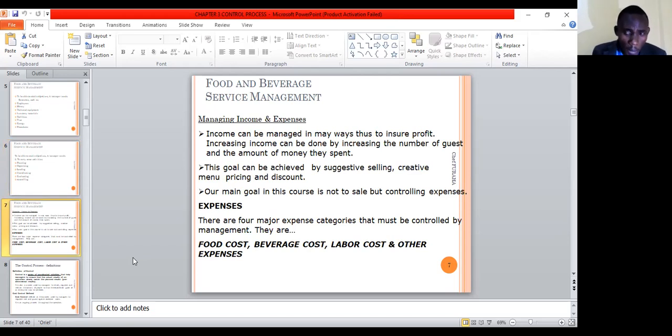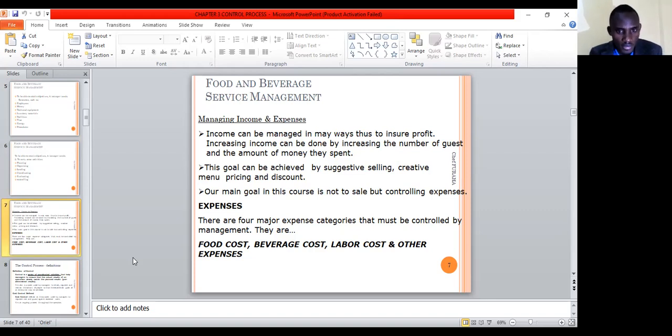When we say managing income and expenses, we mean you are able to minimize expenses and maximize profit. This goal can be achieved by suggesting sales to our customers, having creative menu prices, giving discounts, and advertising. So the main goal of a manager is to be able to minimize costs but maximize profit.